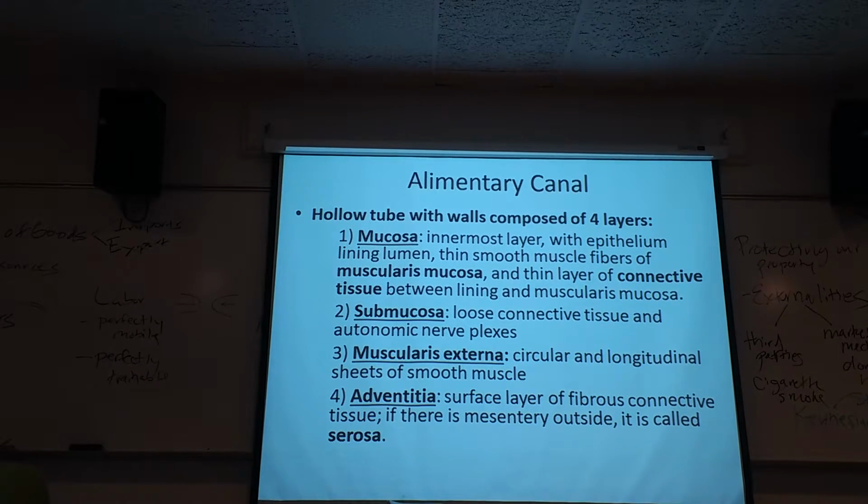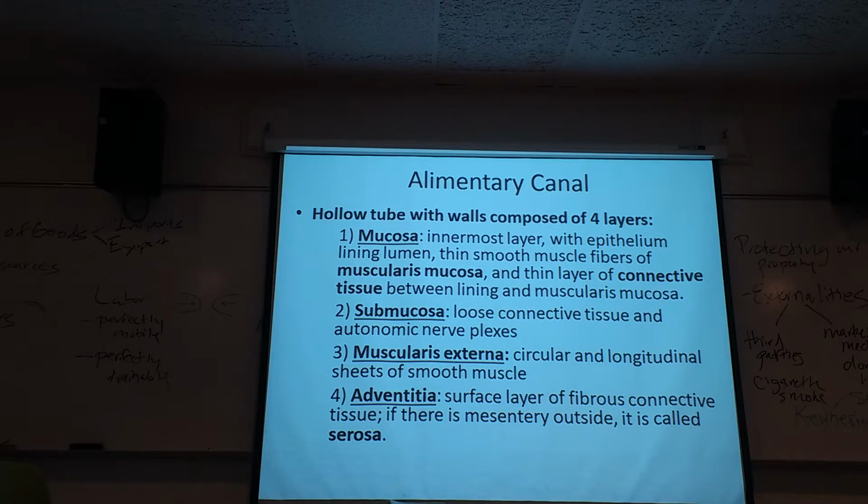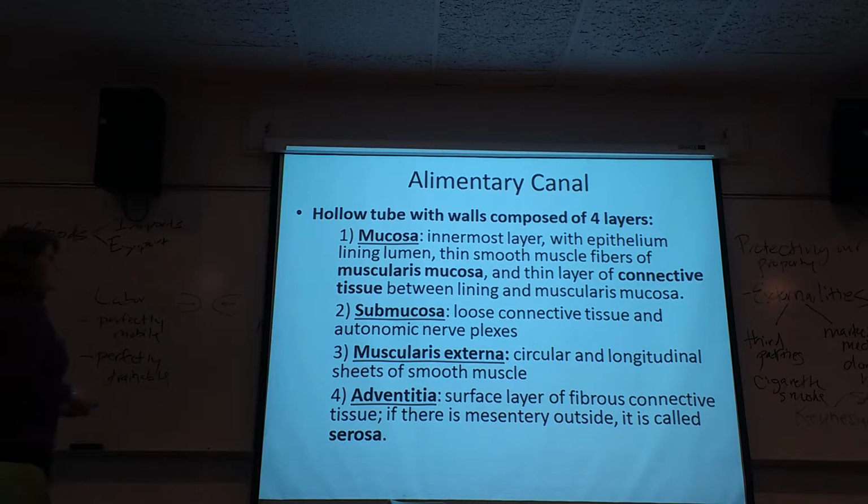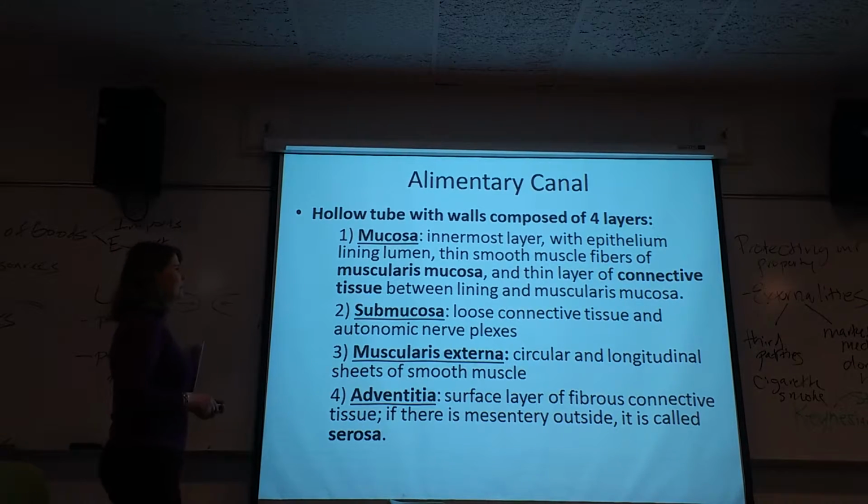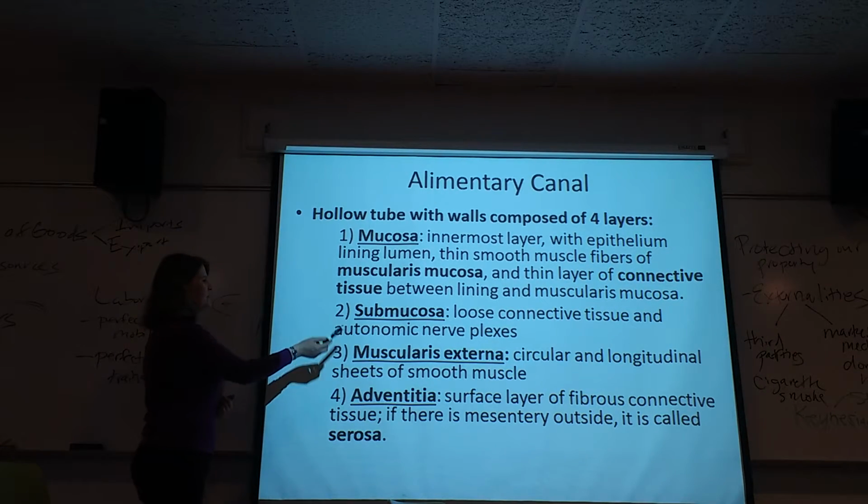There are 4 layers of the alimentary canal. So it's basically a hollow tube, and it forms from endoderm in the embryo, and basically forms as this internal tube that then differentiates. So the 4 layers of the alimentary canal are what we call the mucosa, the submucosa, the muscularis externa, and the adventitia.